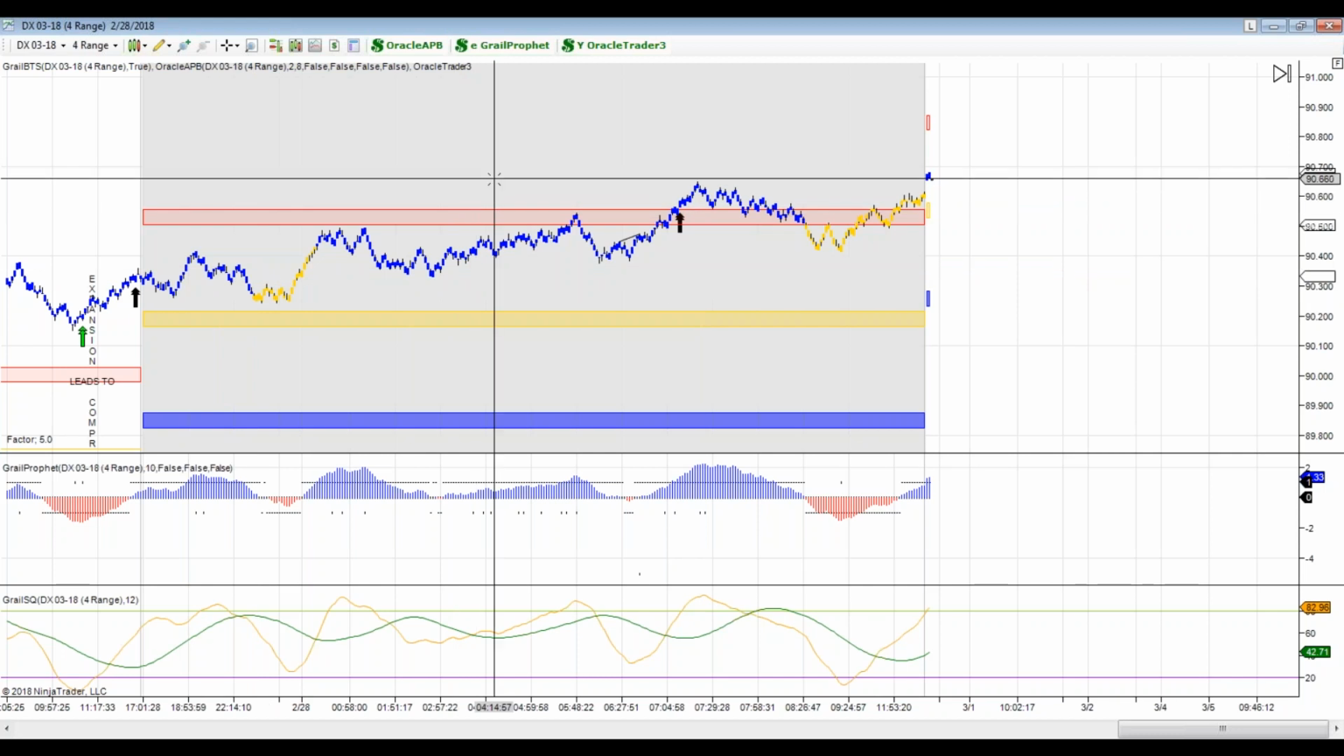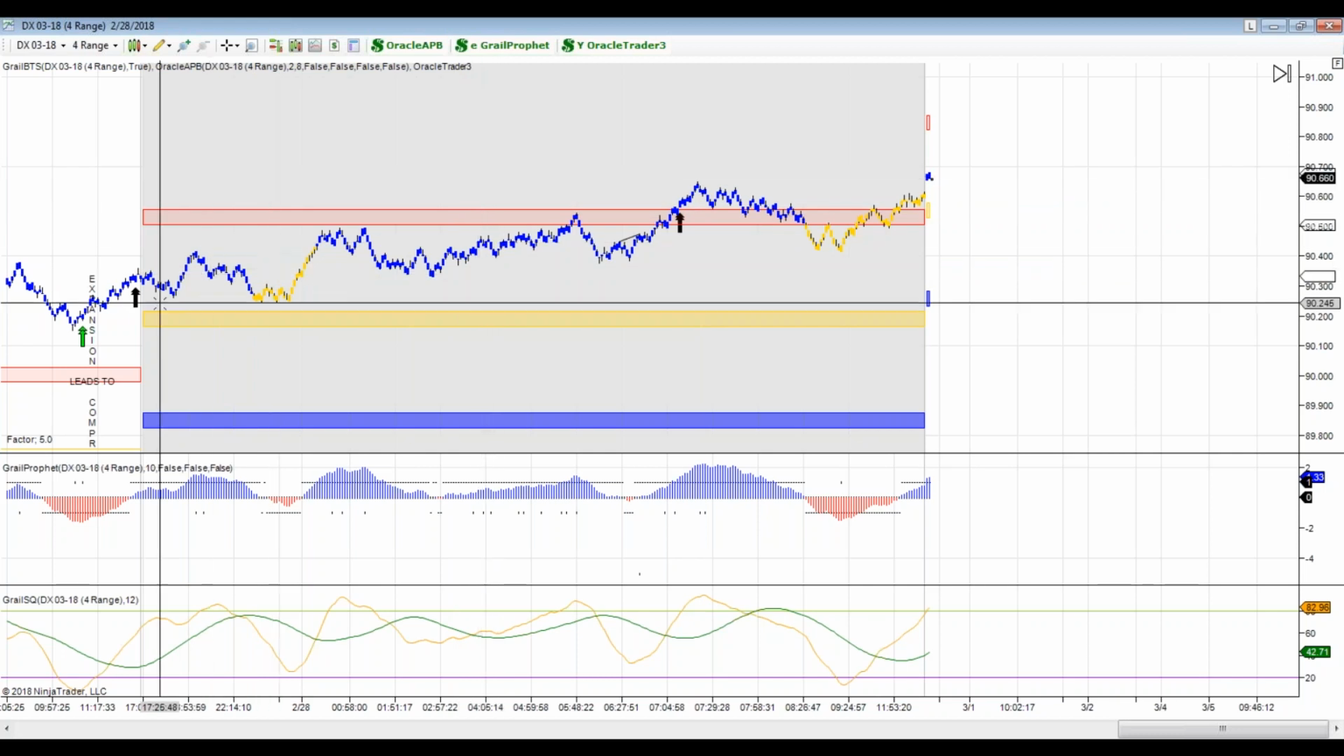So that's the dollar. But again, the good heads up on this was it was telling you to be careful of the range today because we were expecting more of a compressed type movement.